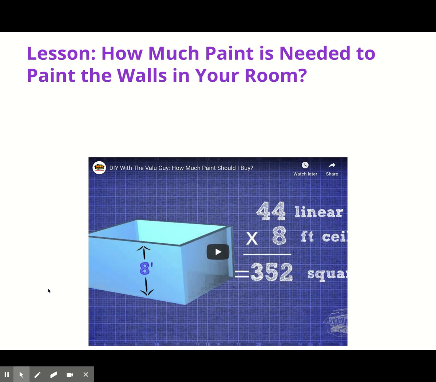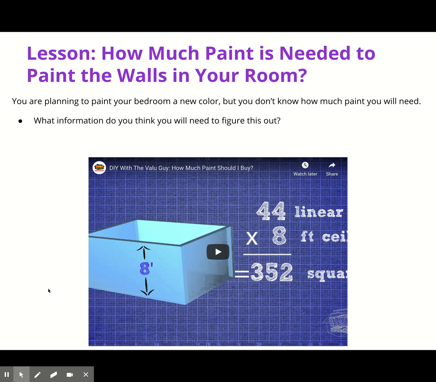We're going to focus on how much paint is needed to paint the walls in your room. So you are planning to paint your bedroom a new color, but you don't know how much paint you will need. What information do you think you will need to figure this out? Go ahead and hit pause, give yourself some think time, and hit play when you're ready to hear the answer. The information that you're going to need is that you need to find the area of the walls that are going to be painted. So how do you think we can find out the area of the walls? So here's a helpful video that's going to step us through that.